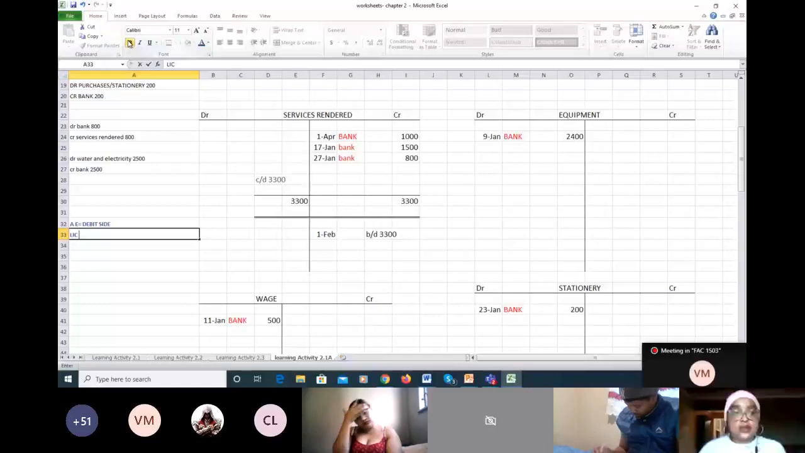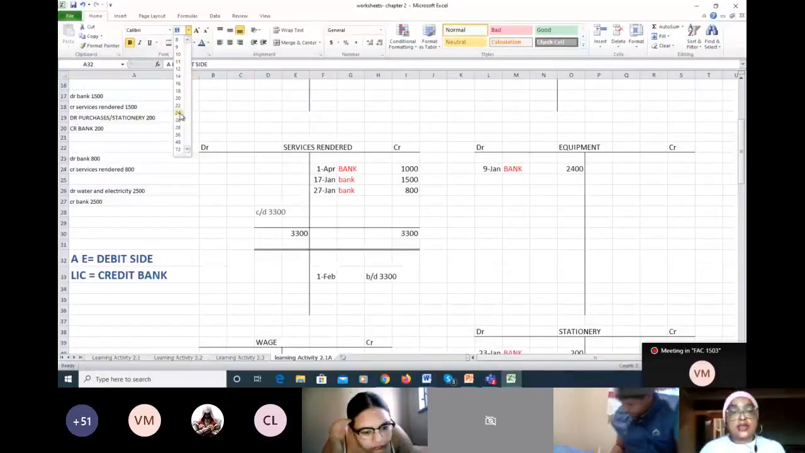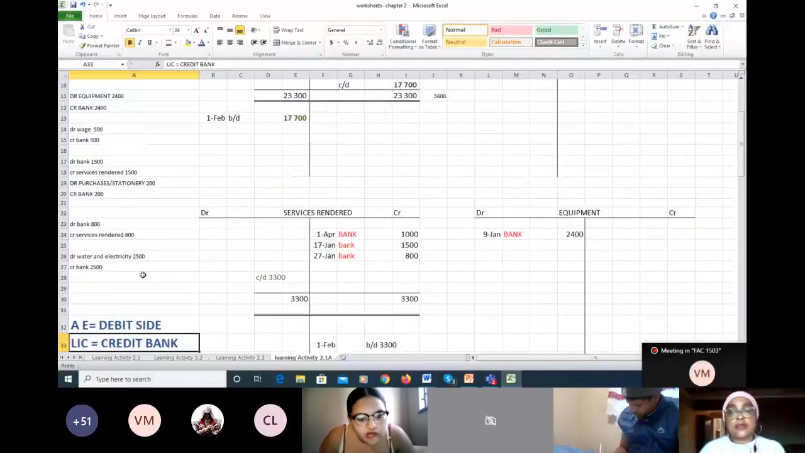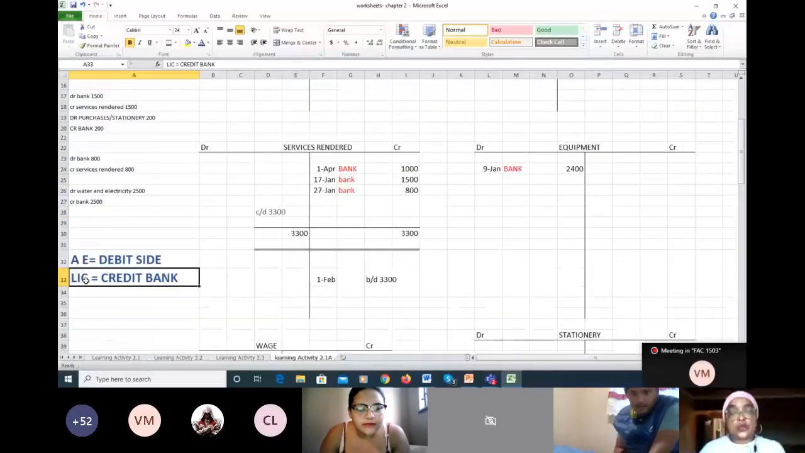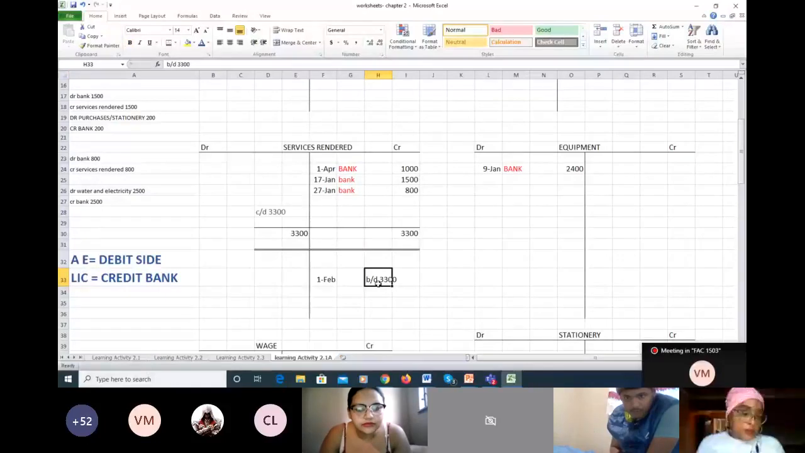So if you look at this golden rule here, let's just enlarge that. So just look at this golden rule. Assets and expenses must always be on the debit side. Bank is an asset, it's on the debit side. Capital is on the credit side. Okay? Services rendered. What is services rendered? It is income. It should always close off on the credit side. Can you see? Our theories are proving correct. Okay.